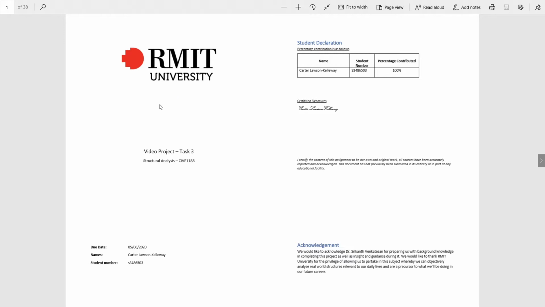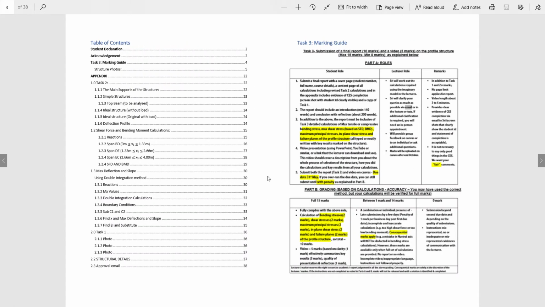Right, so just going over, this is our cover page and this is my student declaration. Just moving on, my table of contents here, going over the assignment. Task 3 marking guide, which will be followed as law.